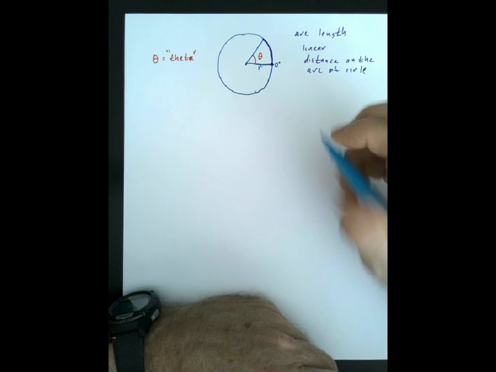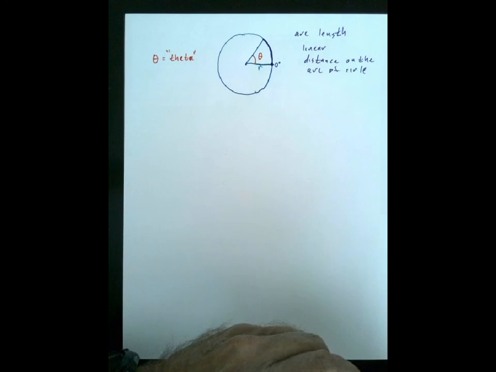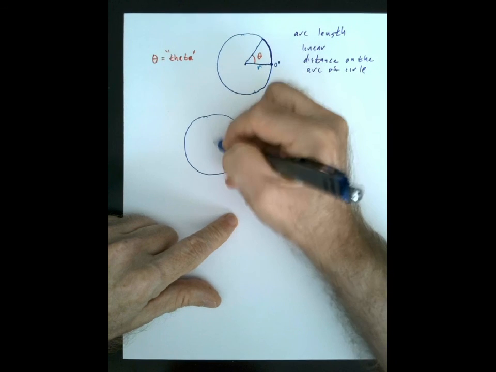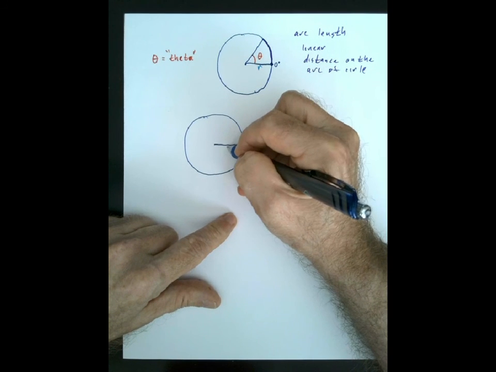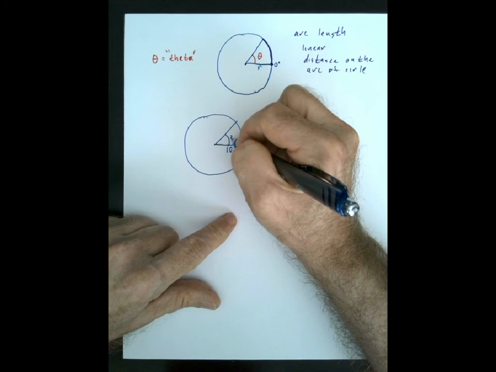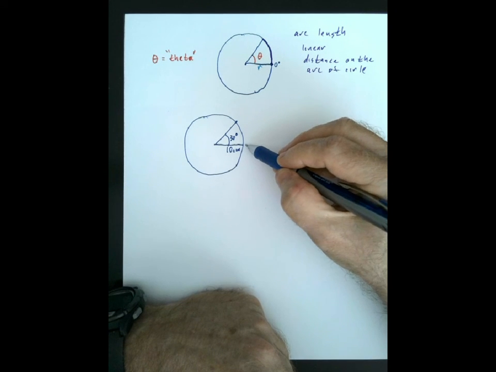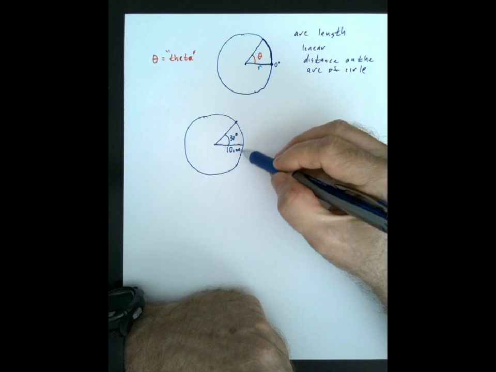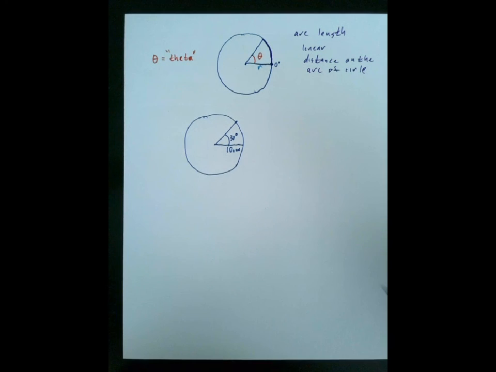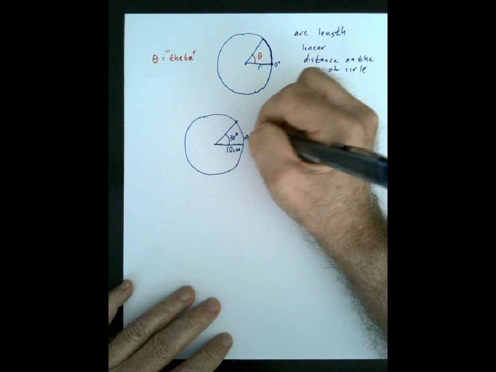Now, how do we measure the arc length if we know those? Let's get a specific example. Let's say we've got a circle here, and I happen to know that the radius is 10 centimeters, and the angle there is, let's say, 30 degrees. How many centimeters is this 30-degree gap going to be on the circle? If you're a little person and you have to actually walk that distance.